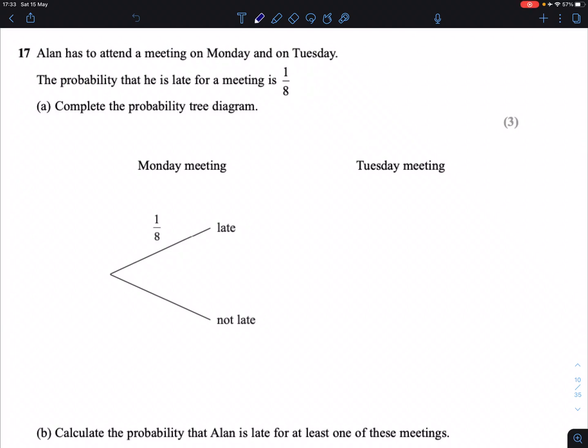Question 17. Alan has to attend a meeting on a Monday and a Tuesday. The probability of him being late is 1/8. So that's shown here in the tree diagram. Complete the tree diagram. Now there's two ways of doing this.